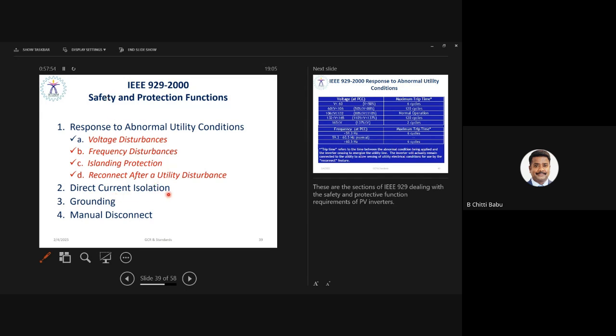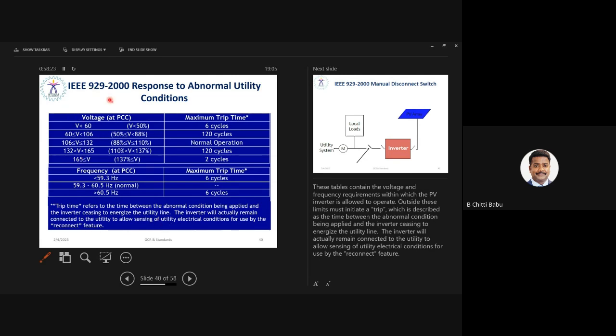And direct current isolation is very essential, because if the direct current is not isolated between the solar panel and the utility, inherently they generate odd harmonics and even harmonics. And of course, they cause double frequency oscillation that may damage your DC link capacitor. So direct current isolation is very essential in interconnecting solar photovoltaic with the utility grid. There is a mechanism of grounding, and that includes manual disconnect. And this is the IEEE 929/2000 standard according to the abnormal utility grid condition.